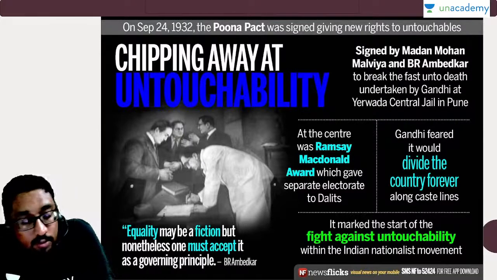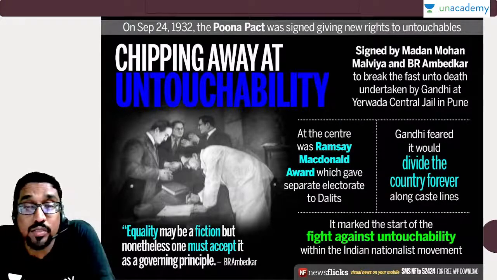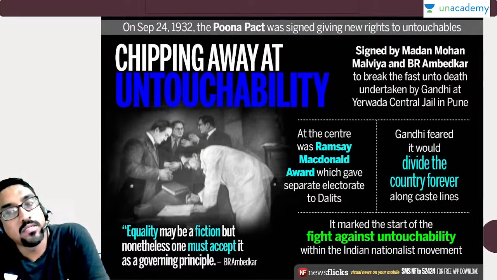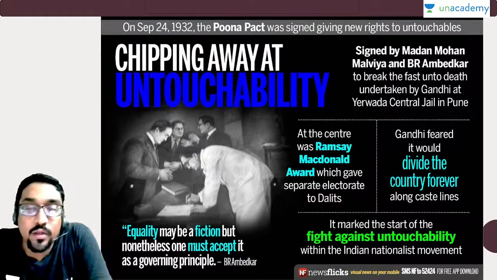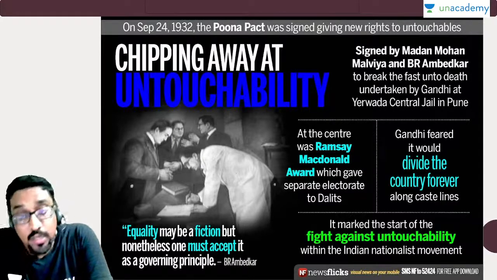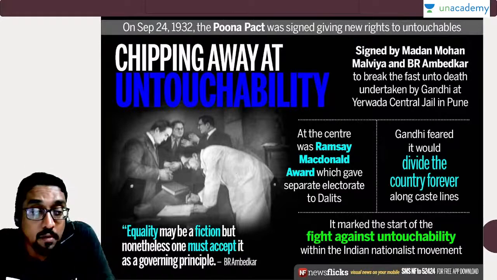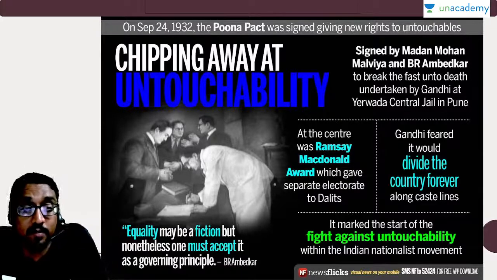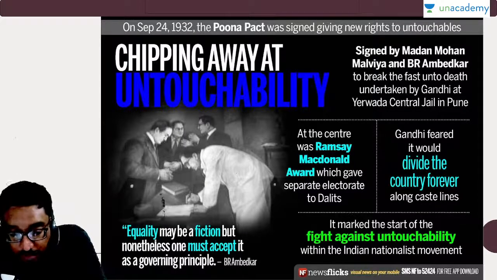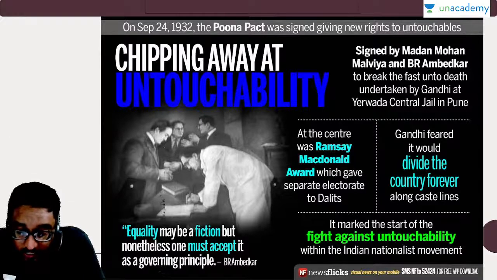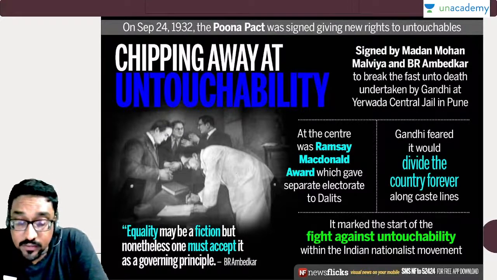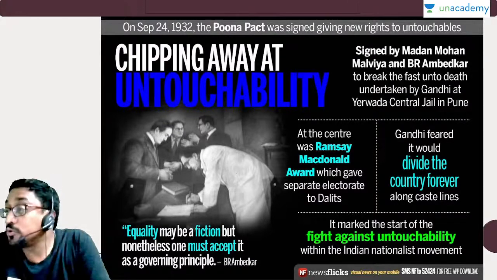At the center of the dispute, or why the Pune Pact was signed, was the Ramsay MacDonald Award, which actually separated the electorate of the Dalits. Gandhi feared that this would further divide the country forever along caste lines and would make caste eventually a divisive force. But Ambedkar said equality may be a fiction, but nonetheless one must accept it as a governing principle. The signing of the Pune Pact very clearly clarified the stand that the days of untouchability have come to an end.